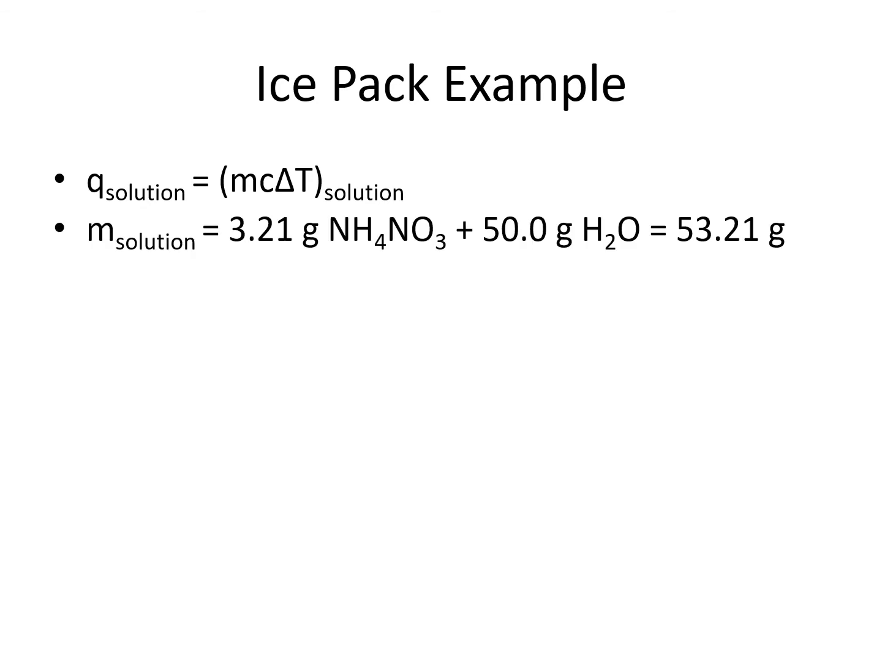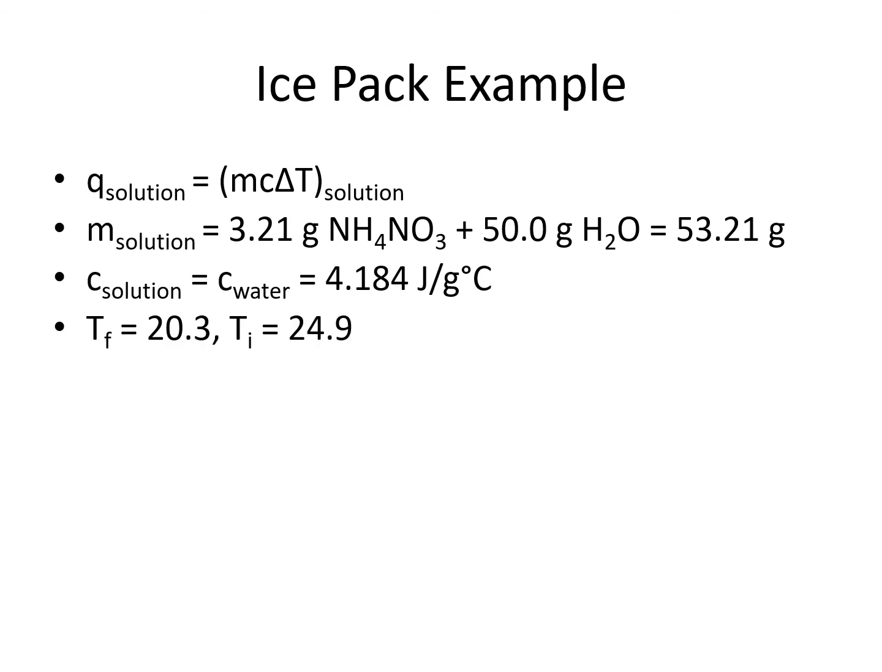So the mass of the solution is not just our 3.21 grams of ammonium nitrate, but it's also the 50 grams of water. And it's not just the 50 grams of water, it includes the 3.21 grams of ammonium nitrate. We have to have both of those masses added together to give us our total mass of the solution, which is 53.21 grams. The C for the solution, we're going to assume the solution is mostly made of water, so its specific heat should basically be the same as water, which is 4.184 joules per gram Celsius.